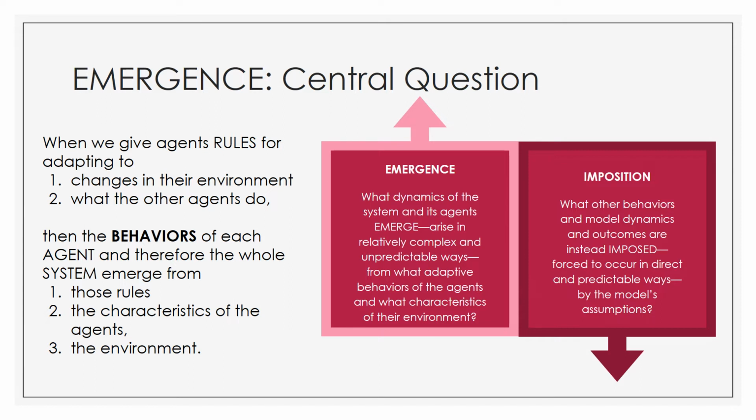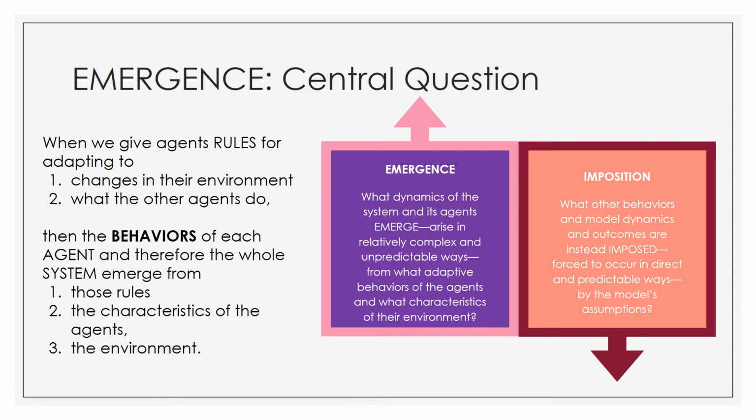The key question about emergence is this: what dynamics of the system and its agents emerge, that is, arise in relatively complex and unpredictable ways from what adaptive behaviors of the agents and what characteristics of their environment? In contrast, what other behaviors and model dynamics and outcomes are instead imposed, that is, forced to occur in direct and predictable ways by the model's assumptions? That's what we call imposition.